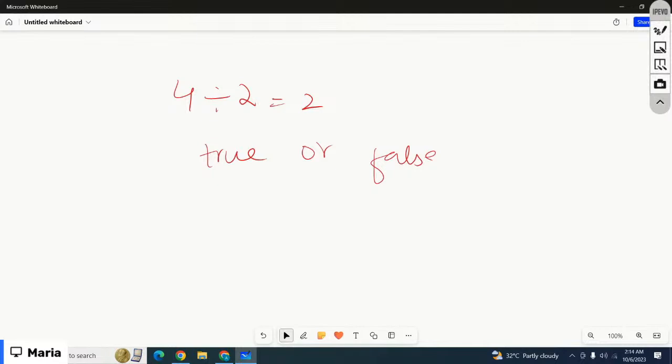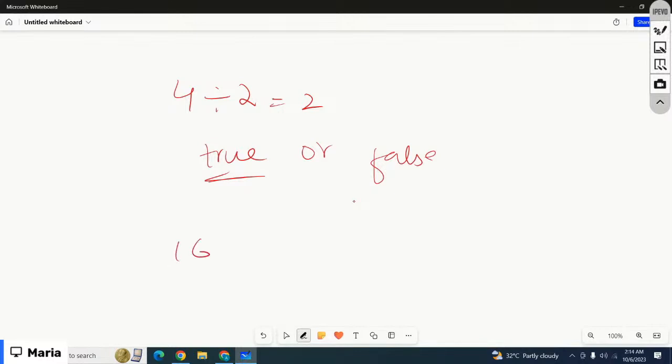Which option is the correct one? Is it true or false? That is true, right? When you divide 4 by 2, 2 times 2 makes 4, right? The answer is 2, so that would be true, right?